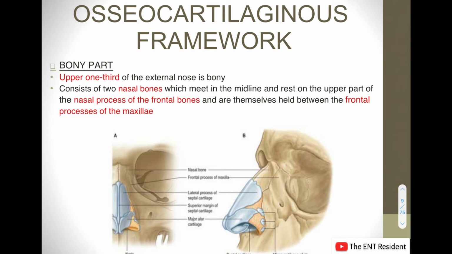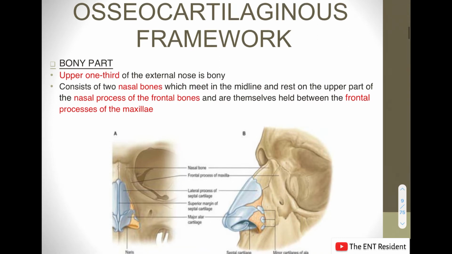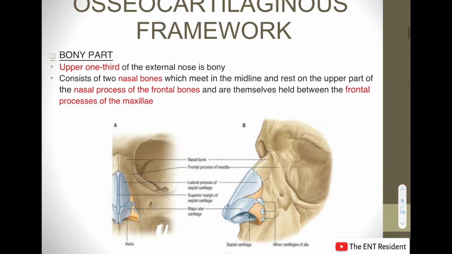This is a question which is asked in theory questions as well as your viva questions, which is about the osteocartilaginous framework of the nose. As we know, the main framework of the nose is made up of both bones and cartilages. Hence, the name osteo, meaning bone, and cartilaginous framework. So, we will divide this into two parts. First, I'll talk about the bony part of the nose. So, the bony part is mostly the upper 1/3 of the nose.